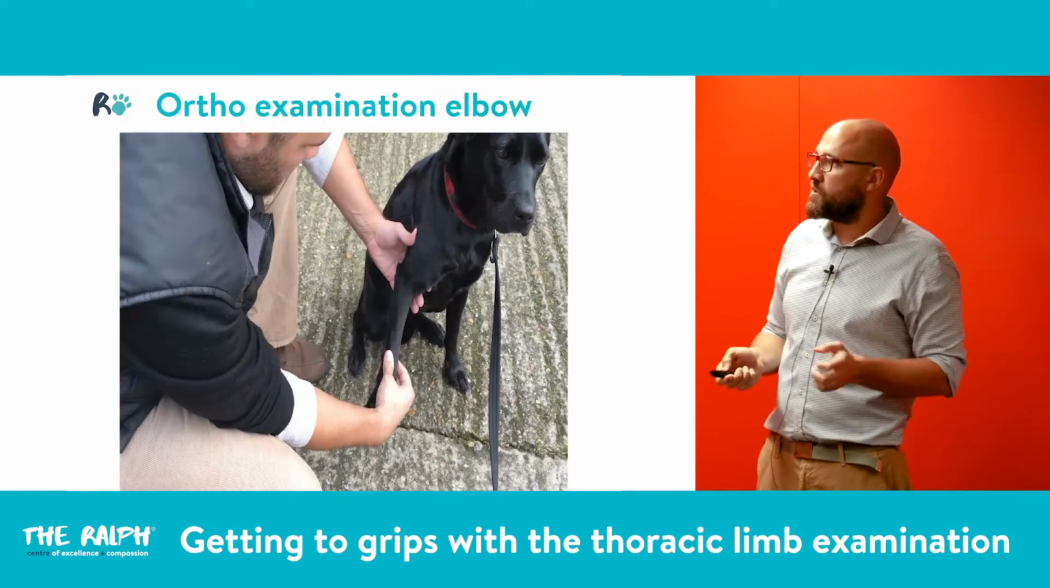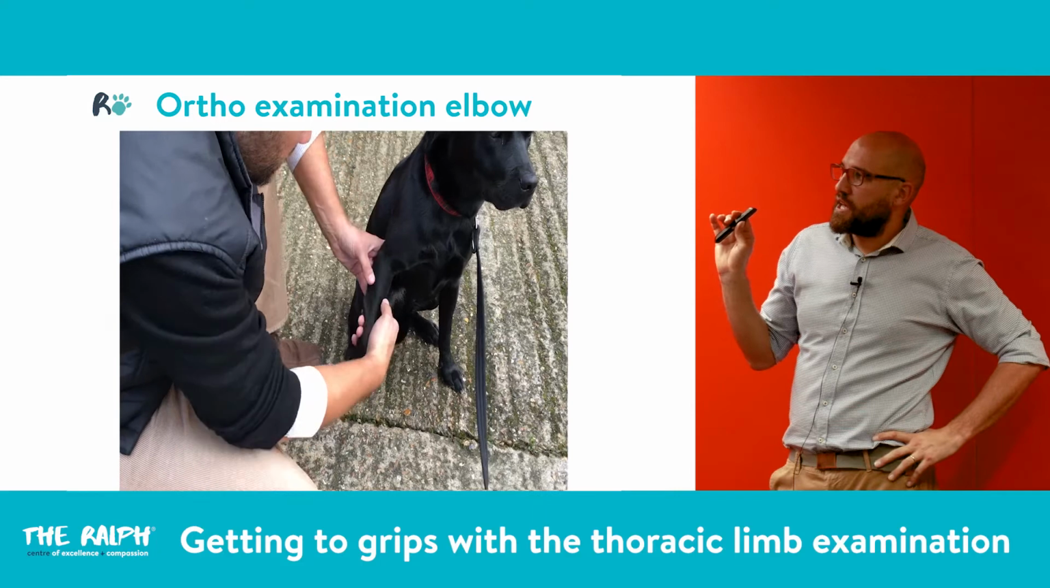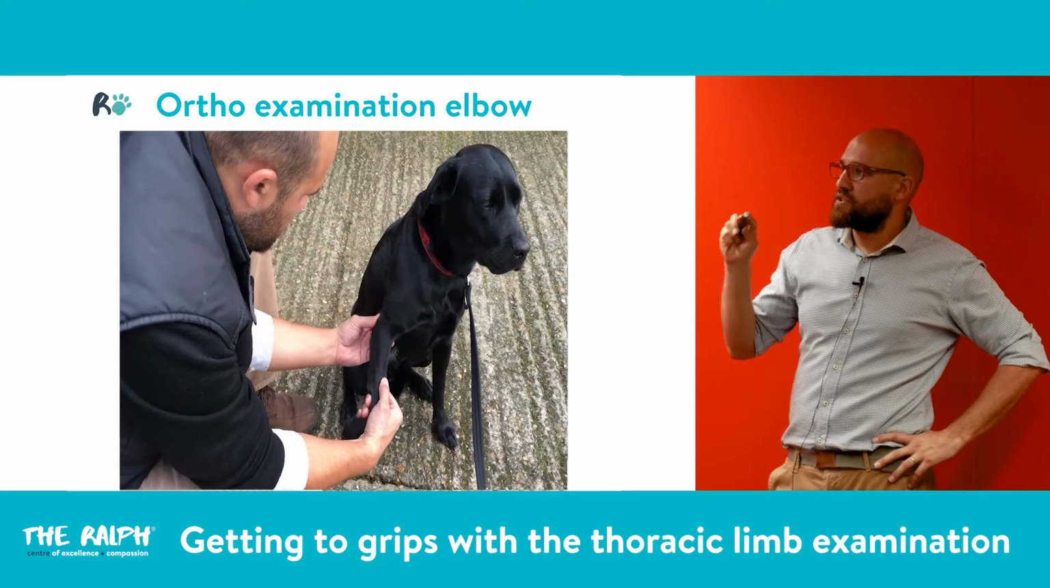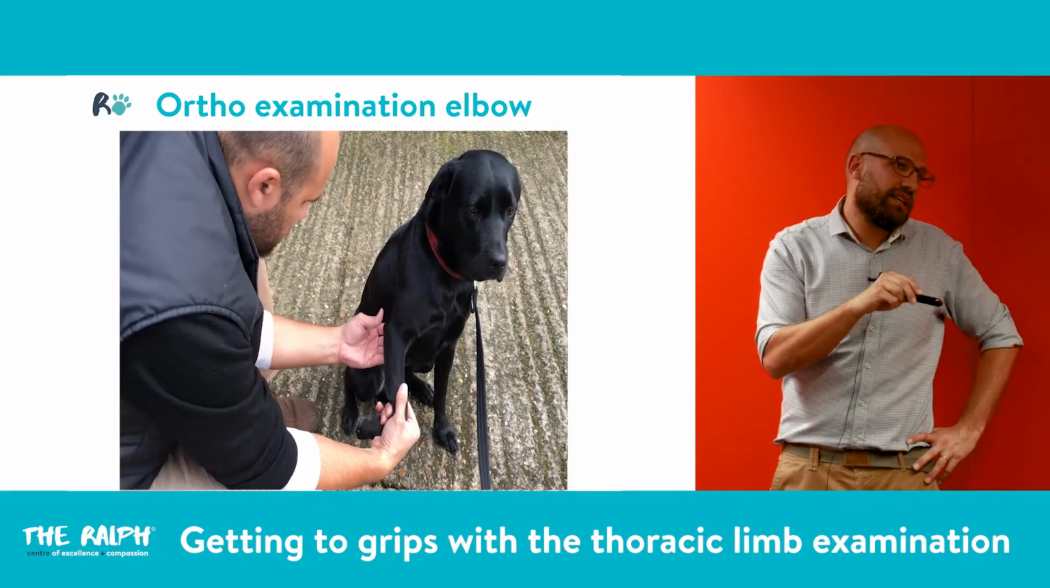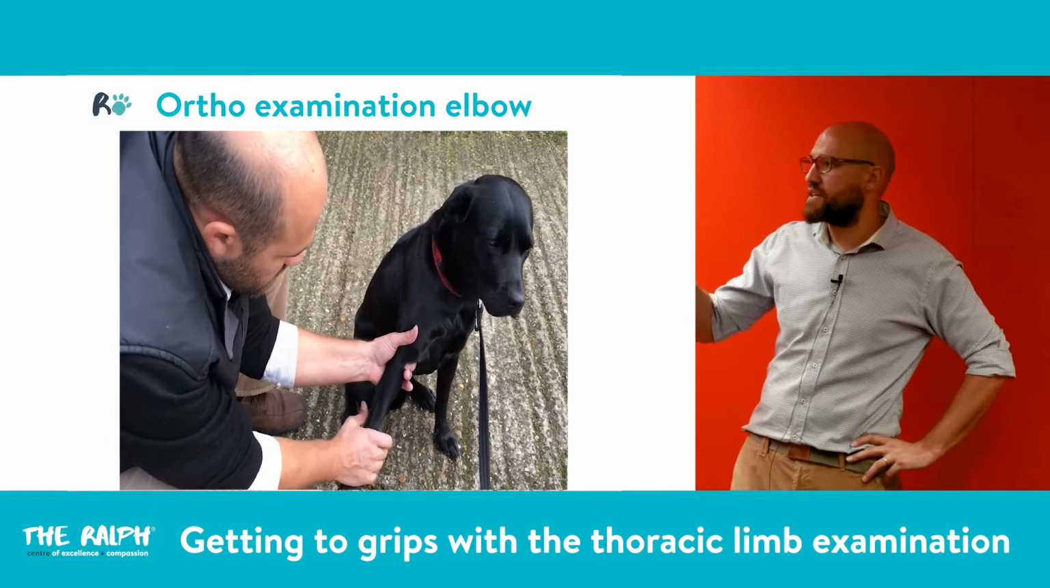Let's move up to the elbow, which is my favorite joint. Most of the time, the vast majority of the time, when you see a dog coming for frontal limb lameness, that's always due to an elbow problem. That's the vast majority of the times.